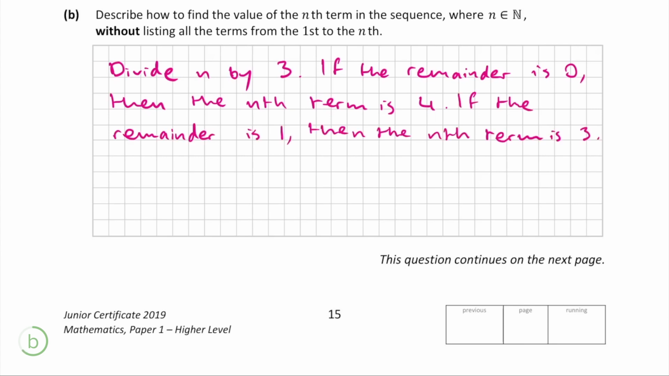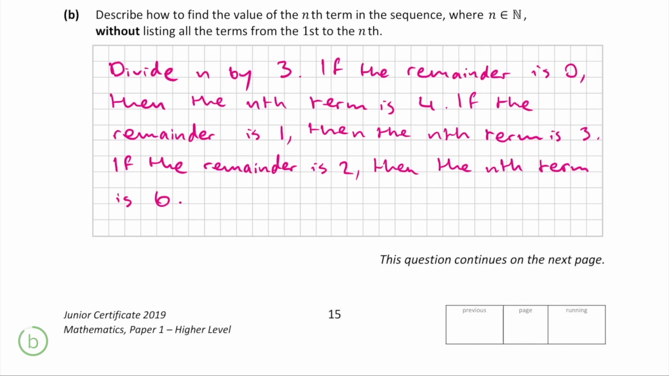If the remainder is 1, then the nth term is 3, just like in A part 2. And finally, if the remainder is 2, the nth term is 6. And now we've covered all possible answers, so that's it for part B.